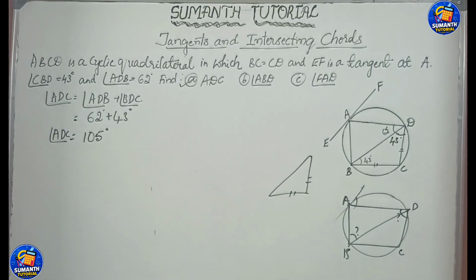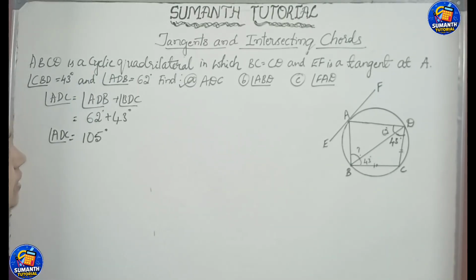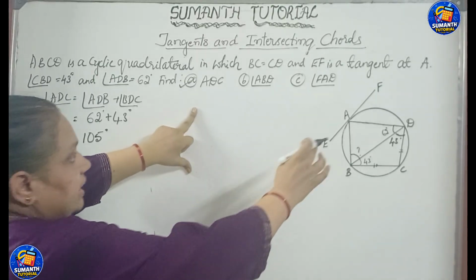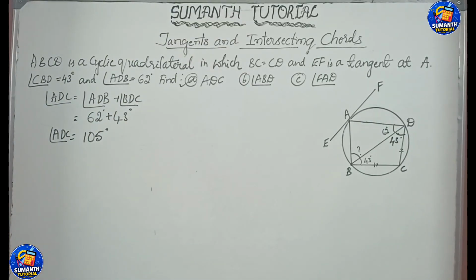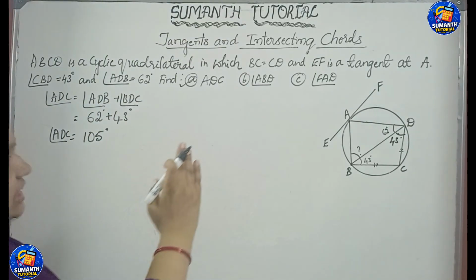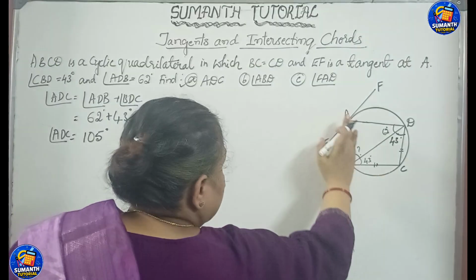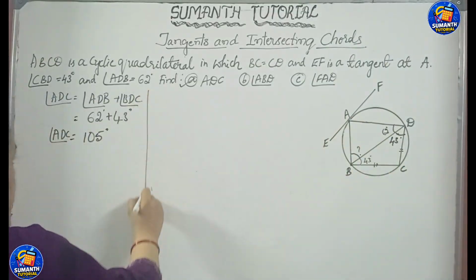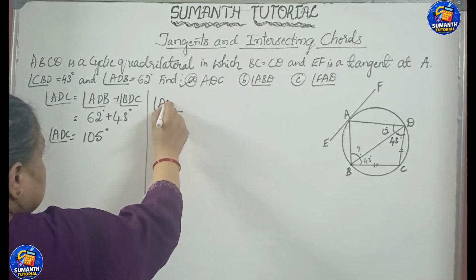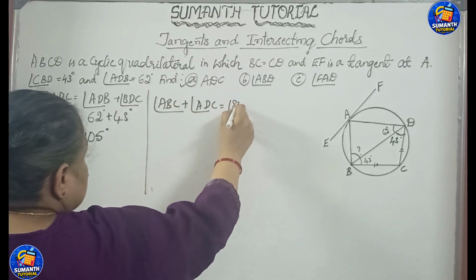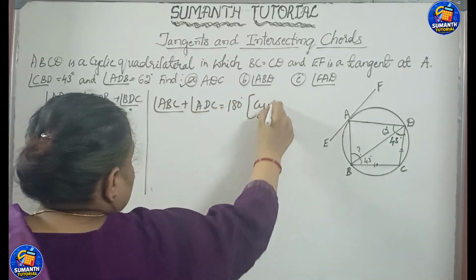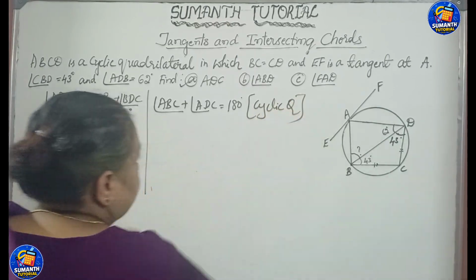Now second one, what is given? We have to find the angle ABD. Here as ABCD is a cyclic quadrilateral, is it not? According to that rule, what is the sum of angle ABC and angle ADC equal to? So angle ABC plus angle ADC is equal to 180 degree, is it not? Because of cyclic quadrilateral. Okay.